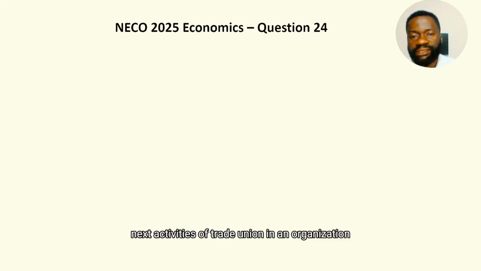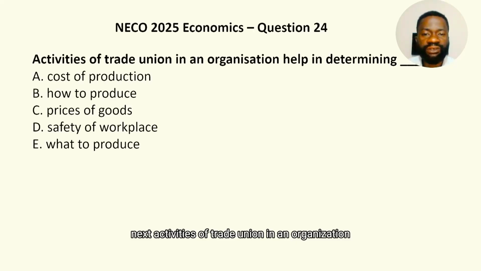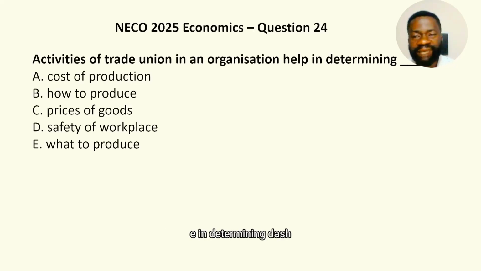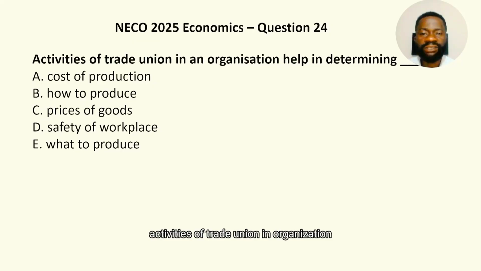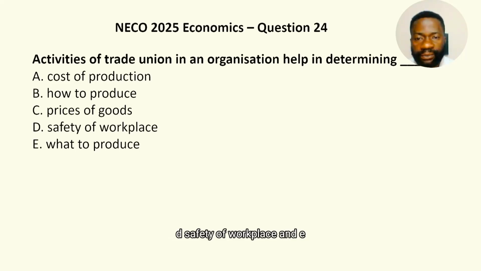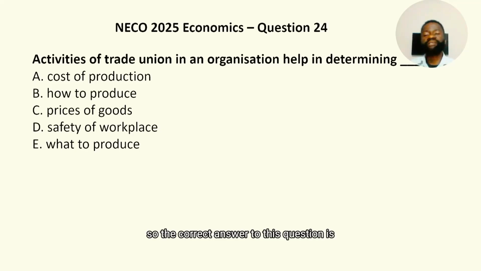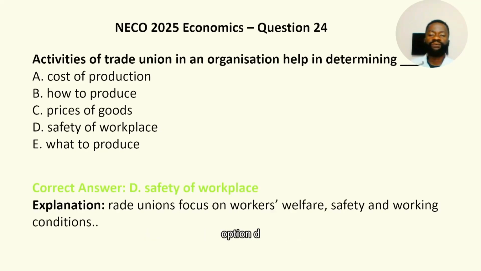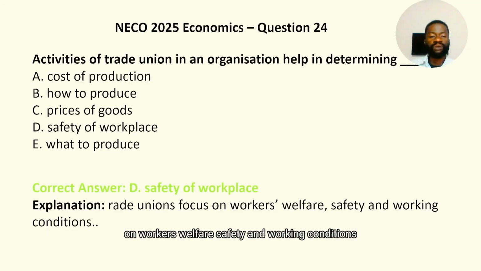Next. Activities of trade union in an organization help in determining dash. A. Cost of production. B. How to produce. C. Prices of goods. D. Safety of workplace. And E. What to produce. So the correct answer to this question is the safety of workplace. That's option D. Trade unions focus on workers' welfare, safety, and working conditions. So the correct answer is option D.